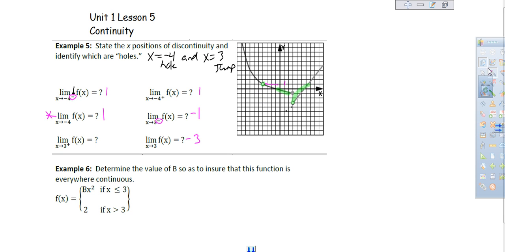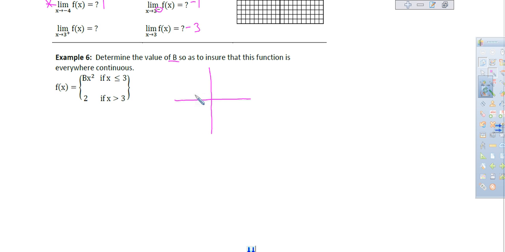So example 6 is a pretty important one we didn't get to today. It says determine the value of b such that the function is continuous everywhere. So we could start off with a graph of this piecewise function. And if we do, we see that the dividing line is when x equals 3. When x is less than or equal to 3, we follow the rule bx squared, and if it's greater than 3, we follow the horizontal line y equals 2.